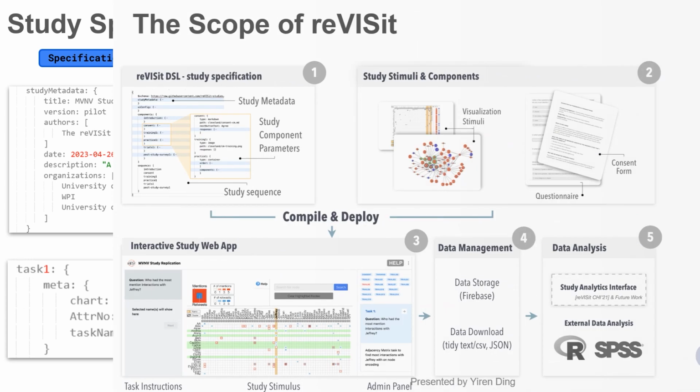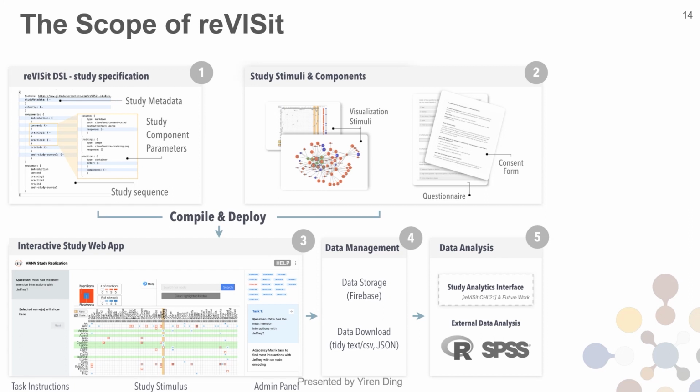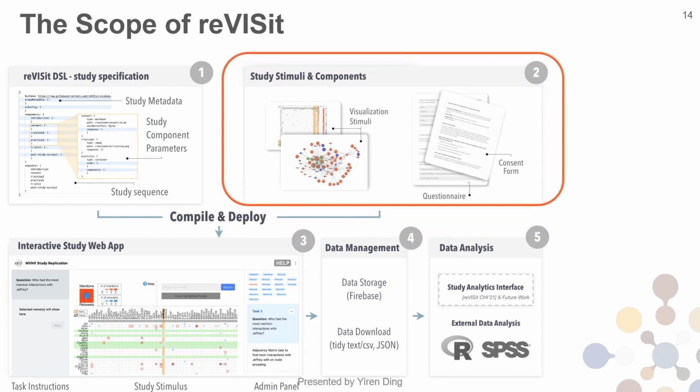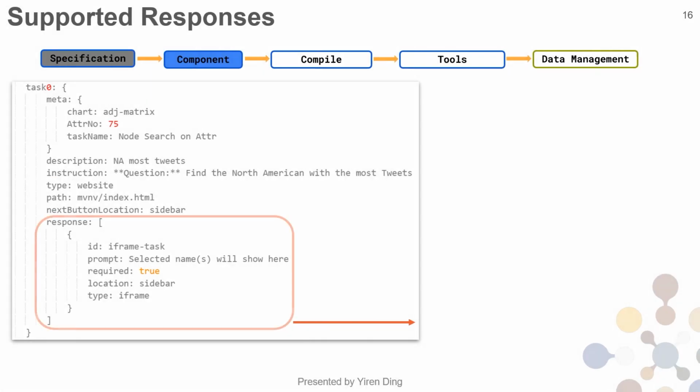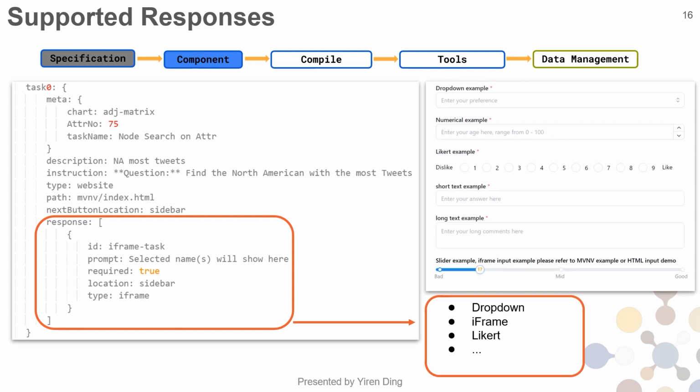We have checked the study specification grammar. Let's move to the supported stimuli and component types. Currently, reVISit supports four types of resources: image, markdown file, website, or React component. The reVISit supports various response types, including dropdown, Likert, text input, and many more. Here are examples of them.